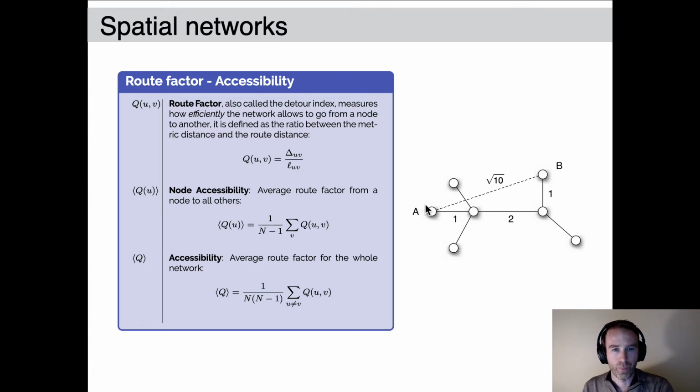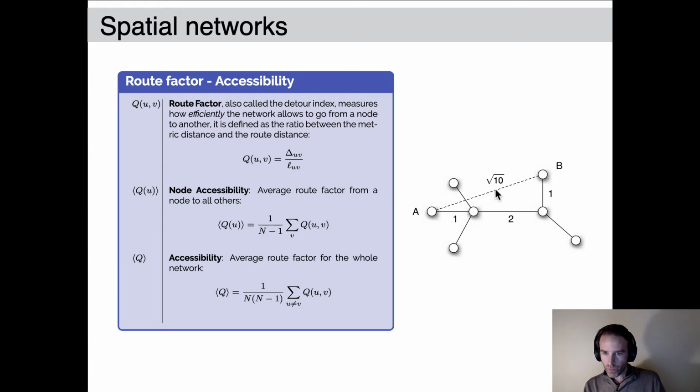It's defined quite simply as the distance according to the Euclidean distance in this case, or to the notion of distance that you have chosen. You take this most direct distance between the two nodes, and you divide it by the actual distance that you will have to go through if you are following the shortest path between the two nodes.